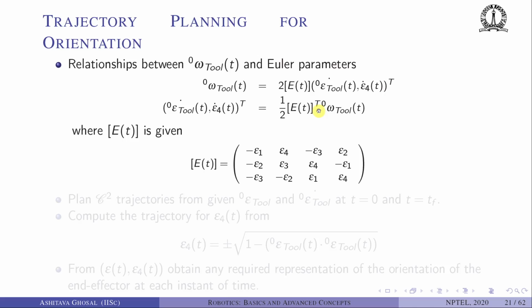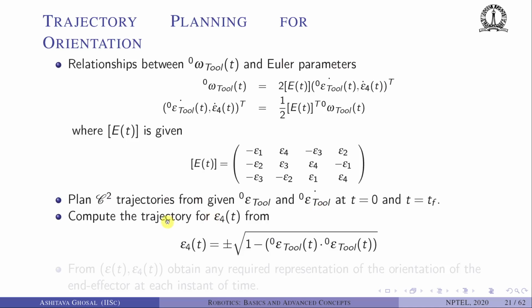Okay, so what can we do to plan a trajectory for orientation? We plan C2 continuous trajectories for the given Euler parameters at t equal to 0 and the rate of change of Euler parameters at t equal to tf. We compute the trajectory for epsilon 1, 2, 3. Epsilon 4 is not generated. Epsilon 4(t) is given by plus or minus the square root of 1 minus epsilon squared. So this ensures that the constraint is always satisfied at all t.